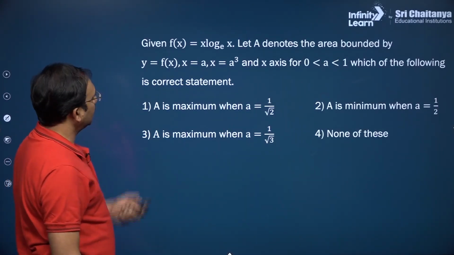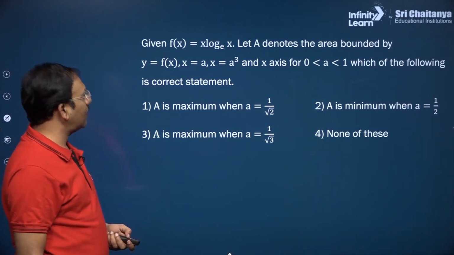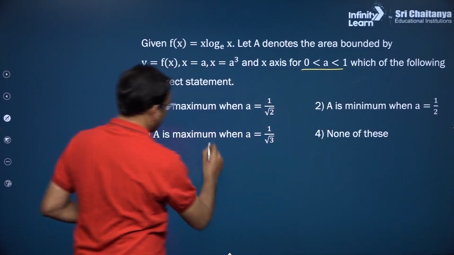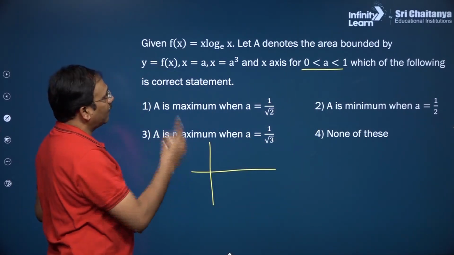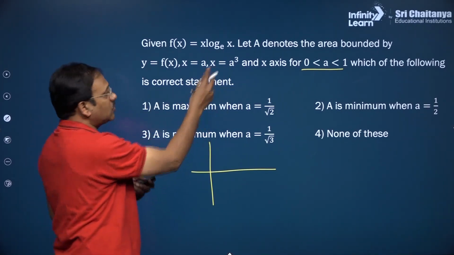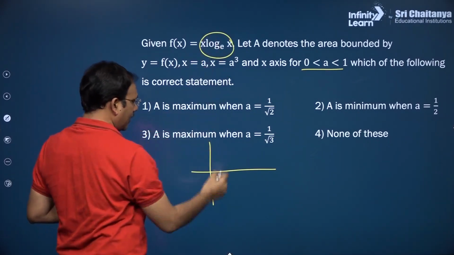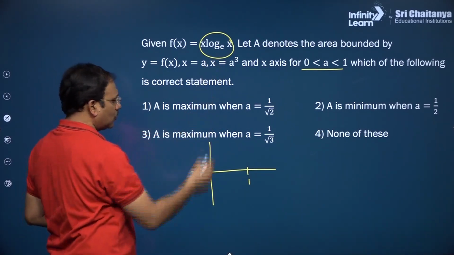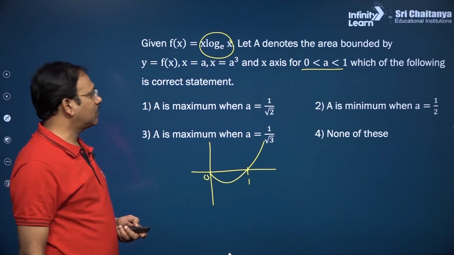Next, my dear friends, f of x is x log x is given, a denotes the area bounded by f of x, given a between 0 to 1. If you could draw the graph, you see x log x, when x is 1 it is 0, when x is between 0 to 1, log x is negative, x positive, this graph will be negative, my dear friends. As x tends to 0, you can observe that this goes to 0. The graph will go like this, my dear friend, that is the first observation.